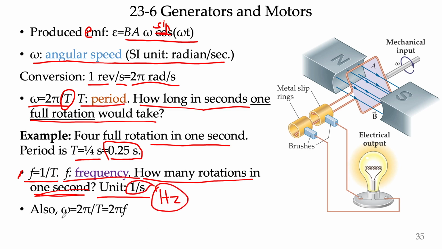And also we have this relation, omega equals 2 pi divided by period, which is here. And instead of period, you can write 1/frequency, which is here. If you use that, you can write angular speed as also 2 pi times frequency.